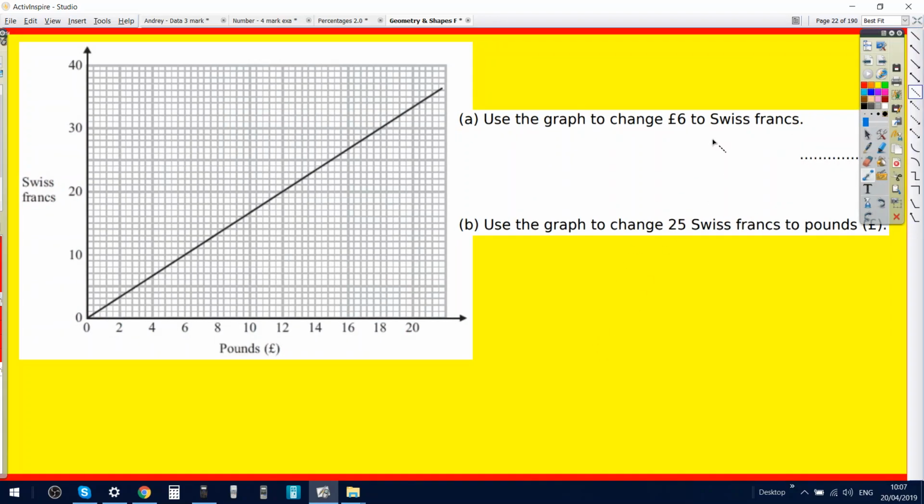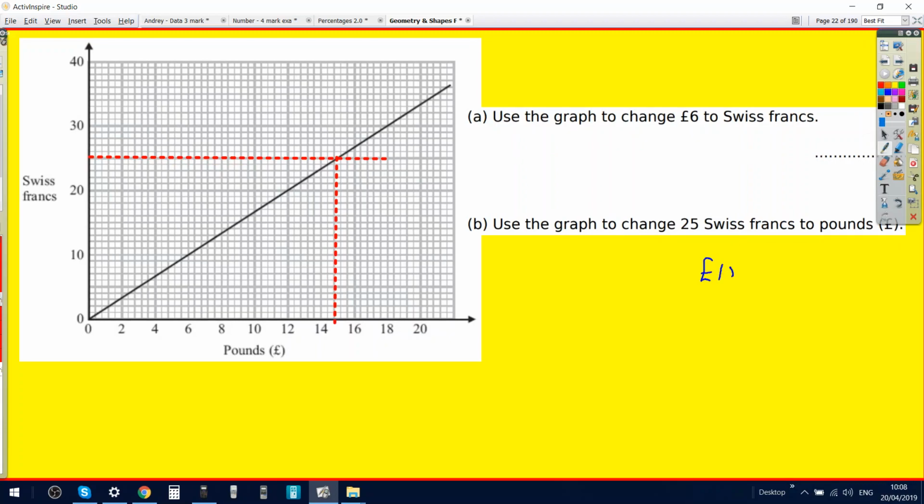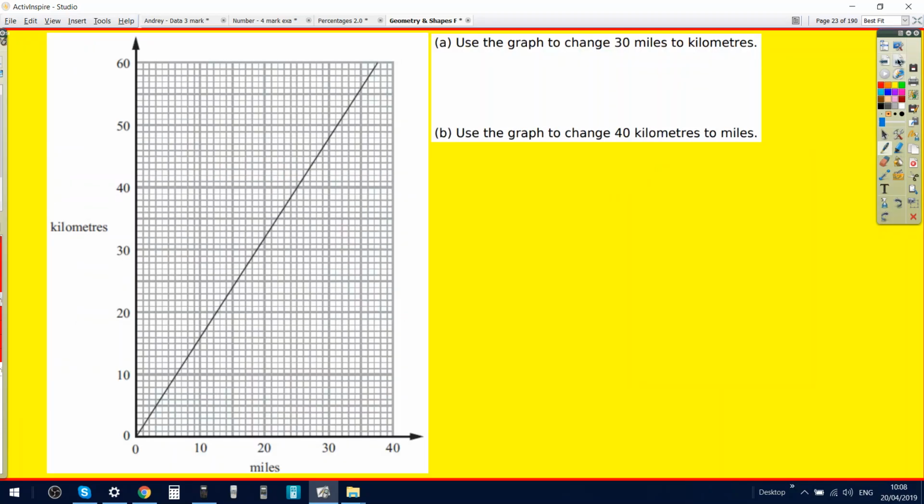Use the graph to change 25. So where it says 25, which is between 20 and 30, you would use a line to meet with the line of best fit. Yeah. And then you would move down, and that looks like it could be 15. Yeah, it's about that. You just do it with your ruler. Do it as accurately as you can.